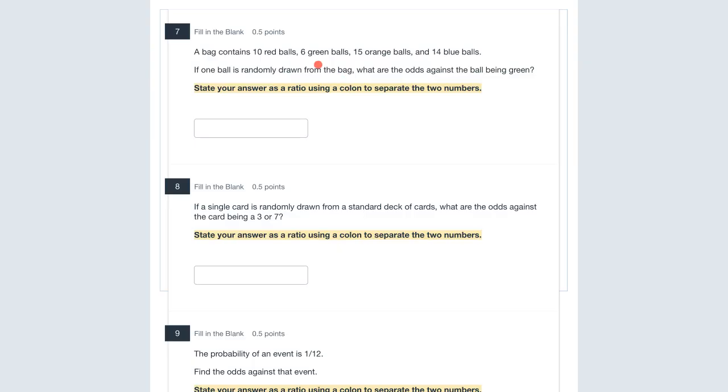A bag contains 10 red, 6 green, 15 orange, and 14 blue balls. One ball is drawn at random from the bag. What are the odds against the ball being green? So odds against, okay, odds against are the fails to the successes. All right, so that means the ones that are not green to green.